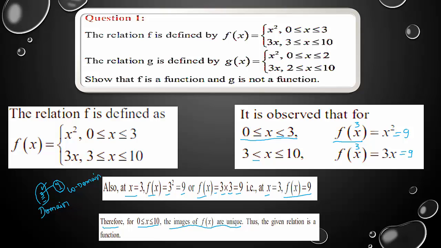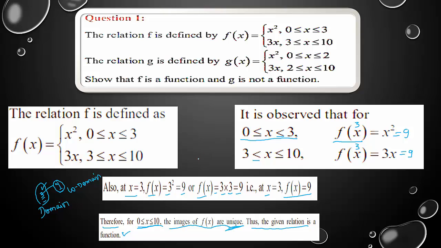So for that reason, no problem, we have to check only at the breakpoint. From that breakpoint we understand that all the terms of this f of x, that means x in between 0 to 10, have unique images in the codomain. Clear? So therefore this given relation is a function.